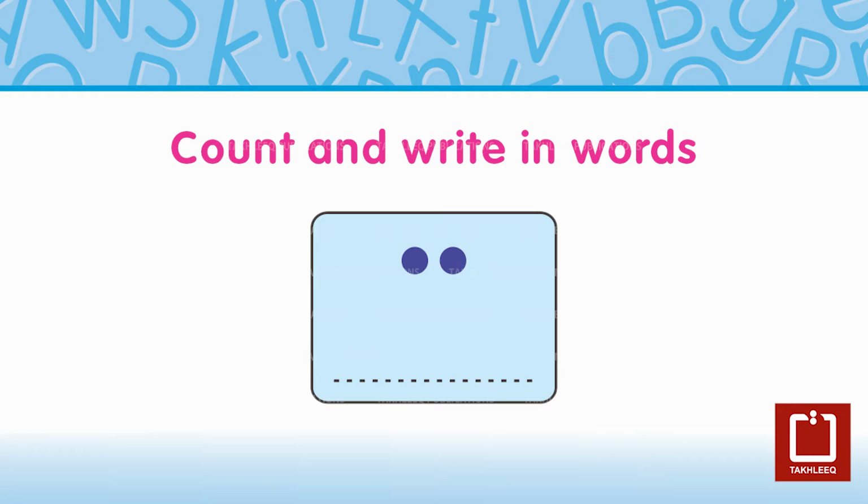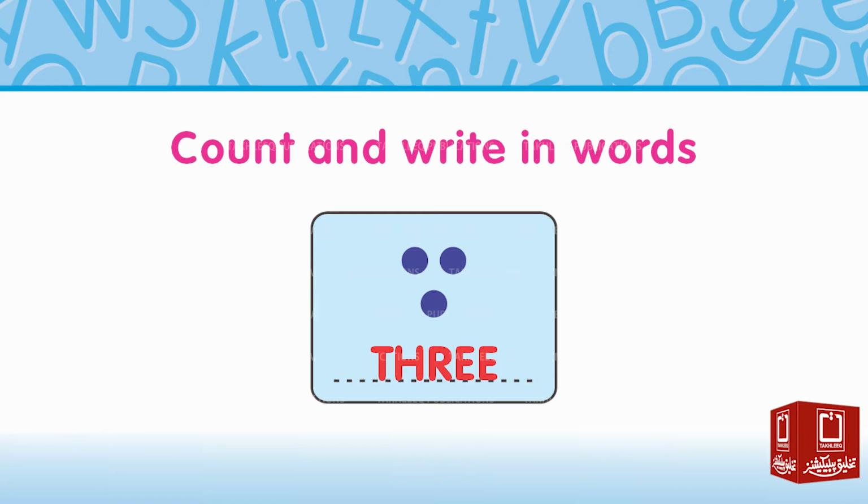1, 2, 3. Here are 3 dots. The spellings of 3 are T, H, R, E, E. 3. So we write here T, H, R, E, E.